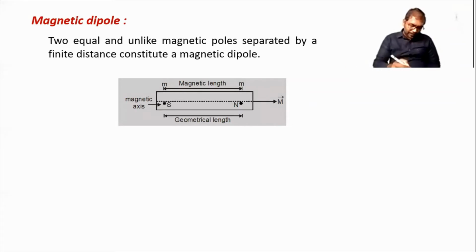You can see here these are the two poles, S and N, separated by some distance, and that distance is called the magnetic length. The second one is the geometrical length. The end to end length of the magnet is the geometrical length, and a line passing through both the poles is the magnetic axis. You can see this is the magnetic axis, and this is the direction of the dipole moment, away from N pole and towards S pole.